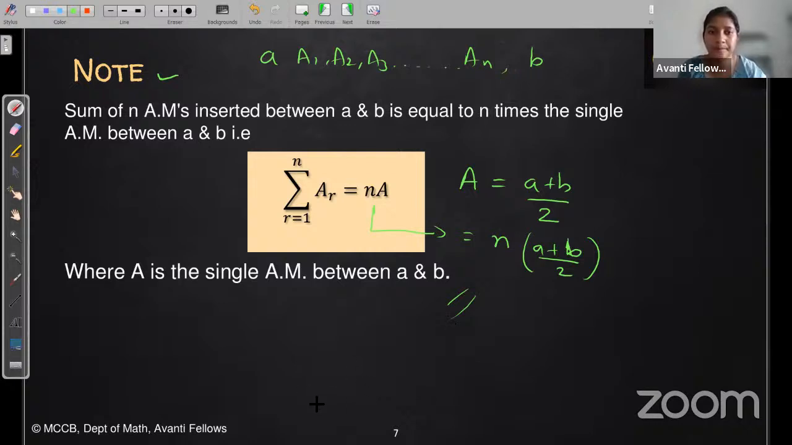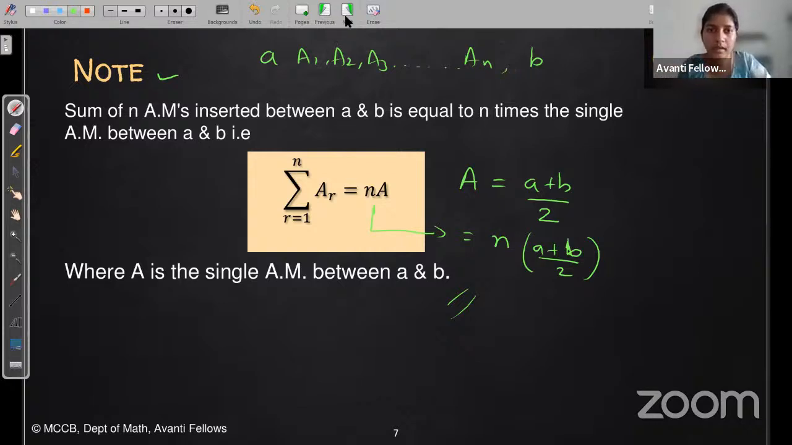JNV Ballari. Yes. Okay, JNV Chitradurga. So please do text in the chat box if it is clear to you all. Okay. So if this is clear to you all, we'll move on with the next part.